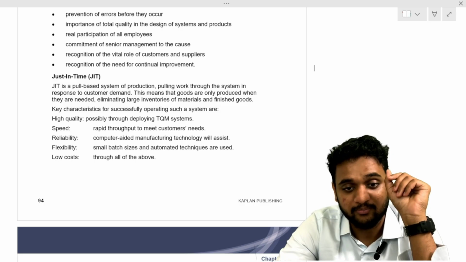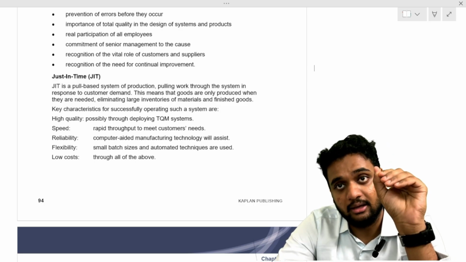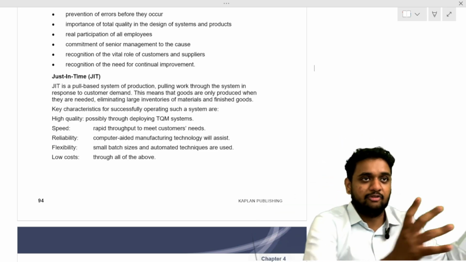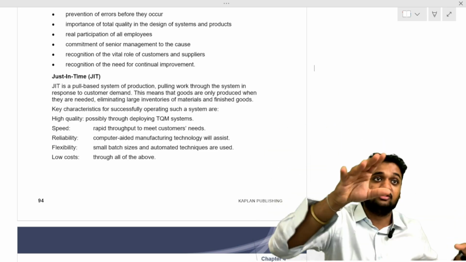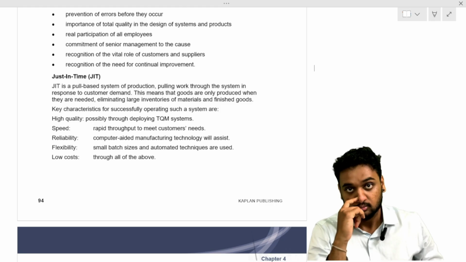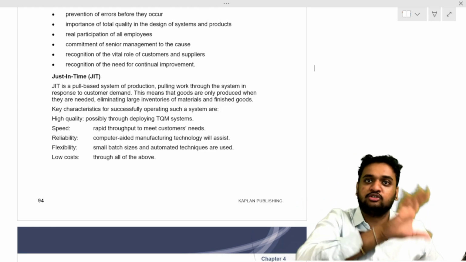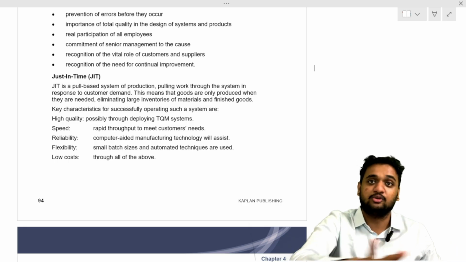Normally what we will do in goods is manufacture everything and keep it. Whenever the customer asks, we will give. This is called the push method. We will manufacture and keep, and we'll try to push the products. We'll give discounts, we'll do something to push the products.